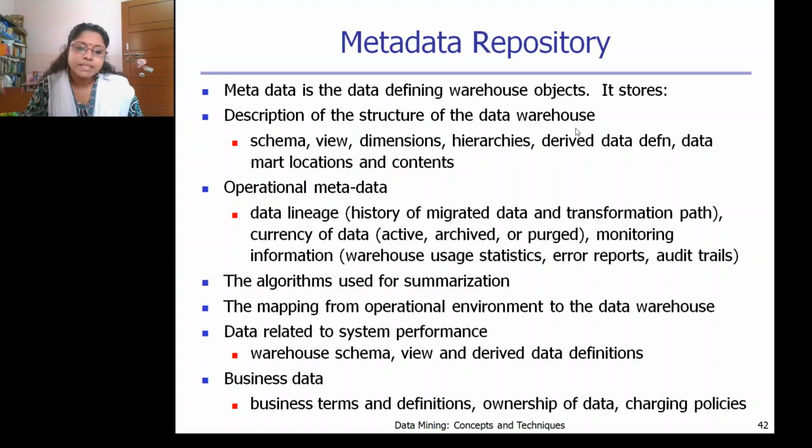Also, which algorithms are used for summarizing that particular data warehouse, what mapping is used from the operational environment to the data warehouse, and the data related to system performance and business data. So these are the warehouse objects: the description and structure of the data warehouse, the operational metadata, the algorithms used for summarization, the mapping from operational environment to the data warehouse, and the data related to system performance and the business data. Those will be stored in the metadata repository.